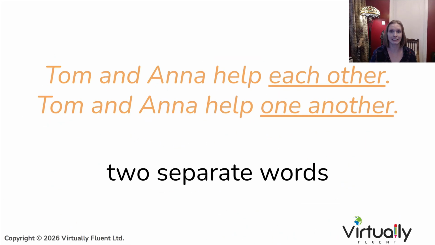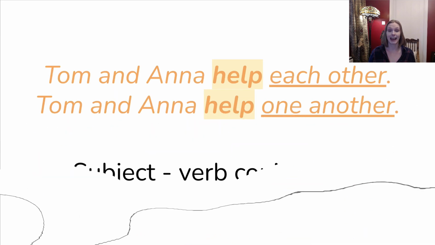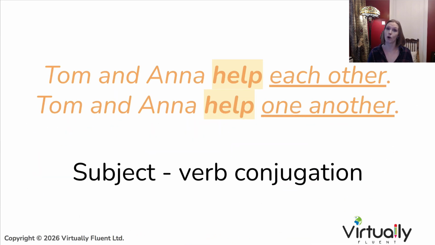Some key structural information about both of these words. The first thing is that each other and one another are separate words, two separate words, so they must be written with a space in between them. Each other and one another. The second thing is that there must be a minimum of two people in the sentence. So our subject is always going to be plural. It could be a pronoun like we or they, or it could be people's names like Tom and Anna. Our plural subject then gives us the verb conjugation. So the verb help in this case is conjugated to our subject Tom and Anna.